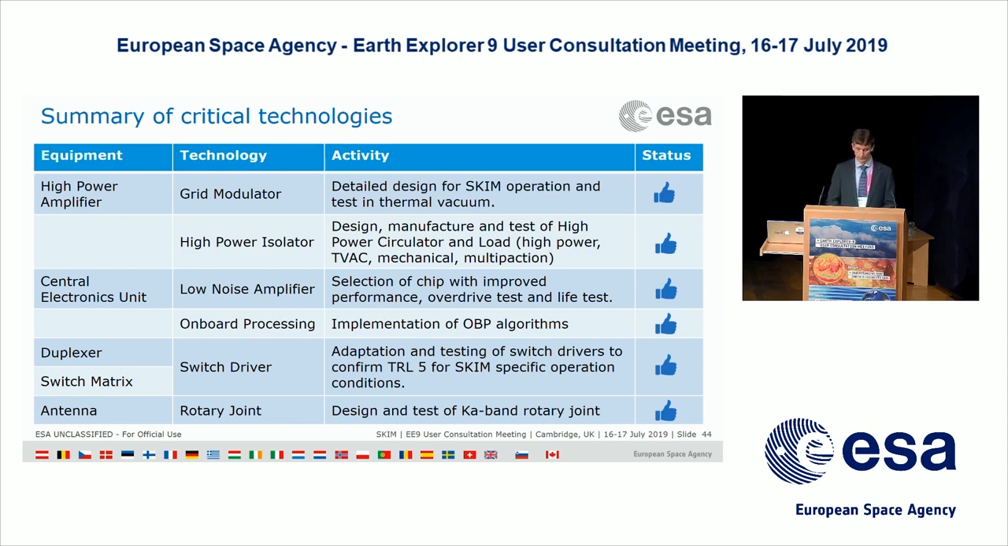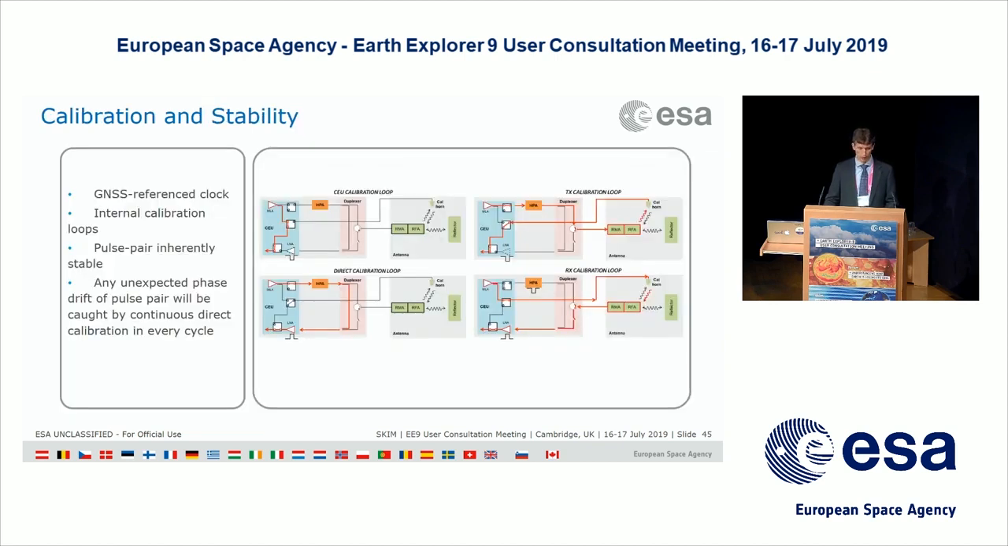A few words on calibration and stability of the instruments. Like any altimeter mission, we are including a GNSS reference clock, which will ensure long-term stability. We have internal calibration loops inside the instrument that will allow us to calibrate both the transmit and receiving parts. And then it's also worth reminding that this pulse pair measurement that I explained before is a relative measurement, so it is inherently stable.